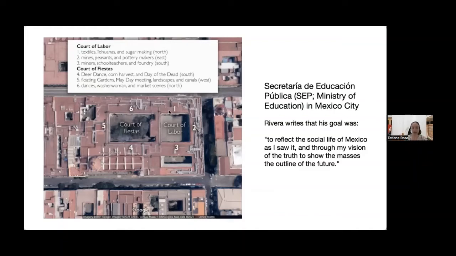And then the courtyard of fiestas. Rivera was going back, as I mentioned, to the national celebrations of Mexican culture, way back also to pre-colonial history and indigenous rituals and celebrations. So he was drawing inspiration from that.